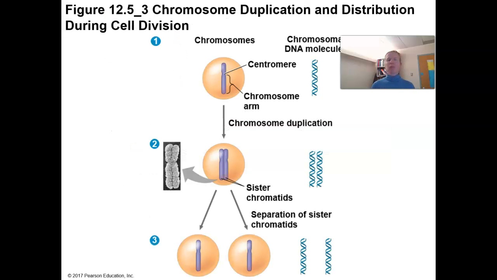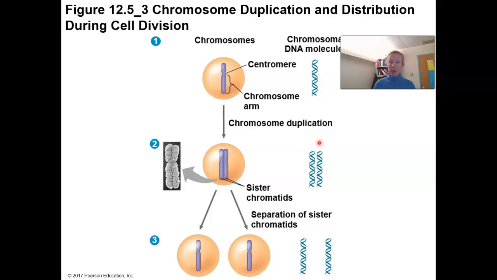Okay, so again, this confuses people, right? A daughter cell at the end of mitosis is going to have the 23 pairs of chromosomes. They're just showing one here, but it just looks like this. And we're going to see that the cell, before it can actually divide, needs to duplicate that chromosome.